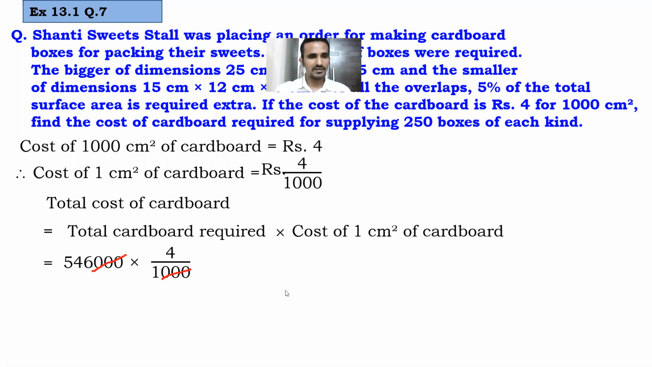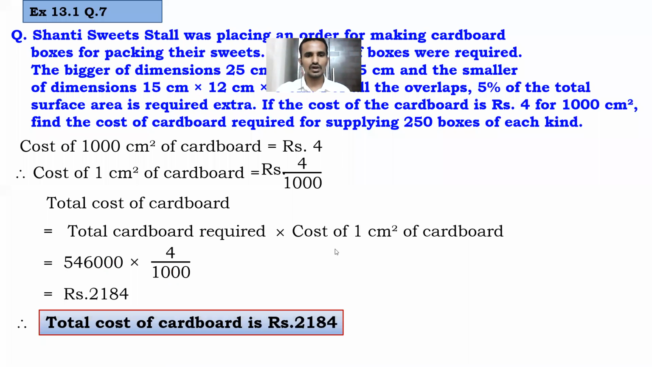All right, so when we multiply 4 into 546, we get the answer as 2,184. So that's our final cost. So write this as the final answer. Total cost of cardboard is rupees 2,184.